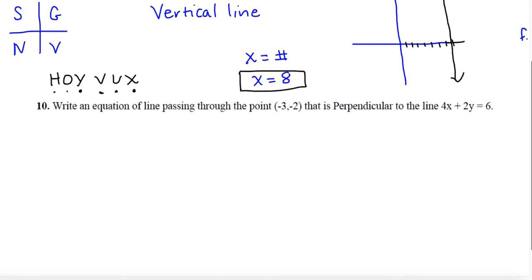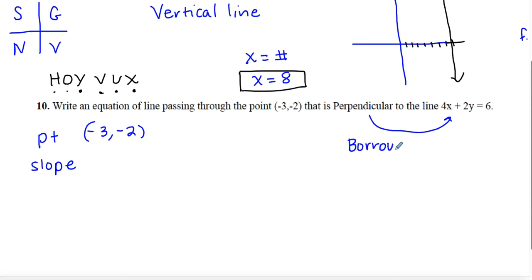All right, a little bit harder. Write an equation of a line passing through the point (-3, -2) that's perpendicular to the line 4x plus 2y equals 6. Well, I'm back to I need a minimum. I need a point and a slope. Well, I have my point of (-3, -2), but I need a slope. But I know that my line is perpendicular to this line, so I'm going to have to borrow the slope from this guy.